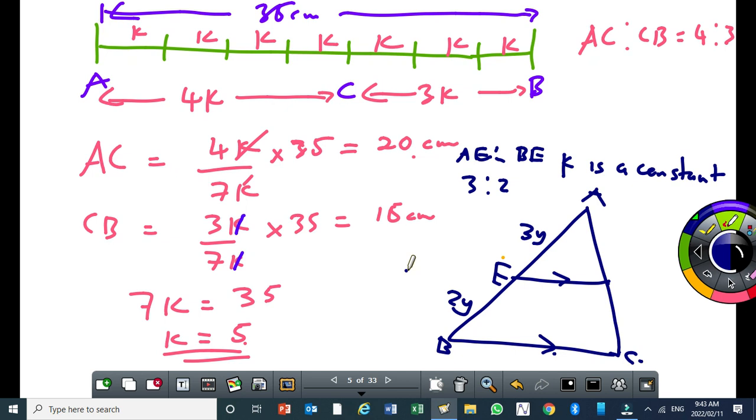Don't try to get there. This is an introduction. You just have to know these concepts before you start trying to attempt questions on the proportion theorem.